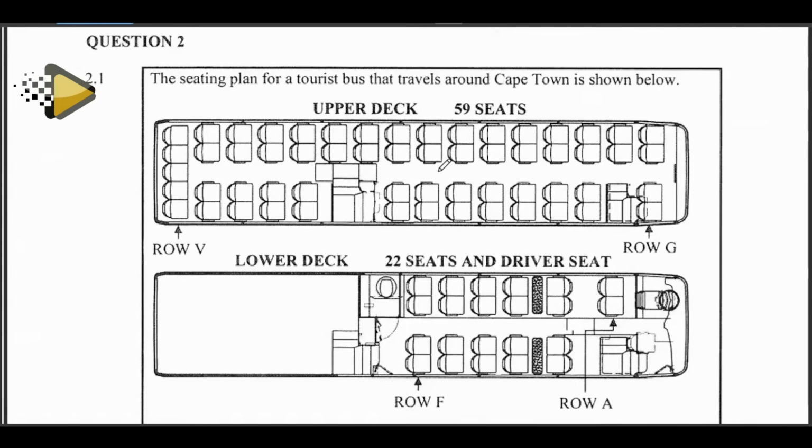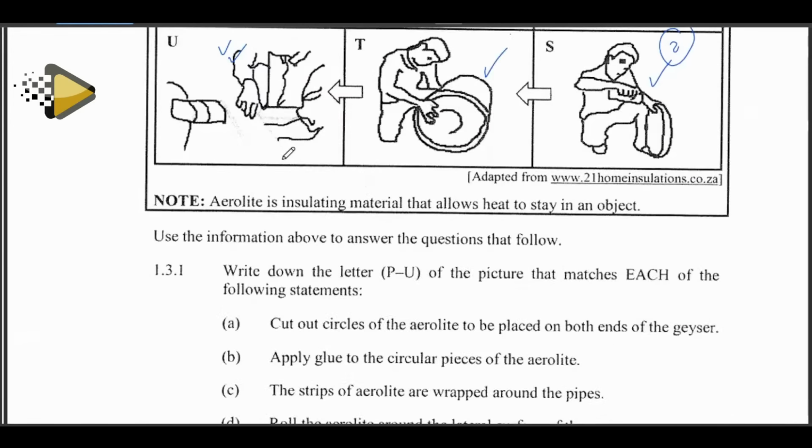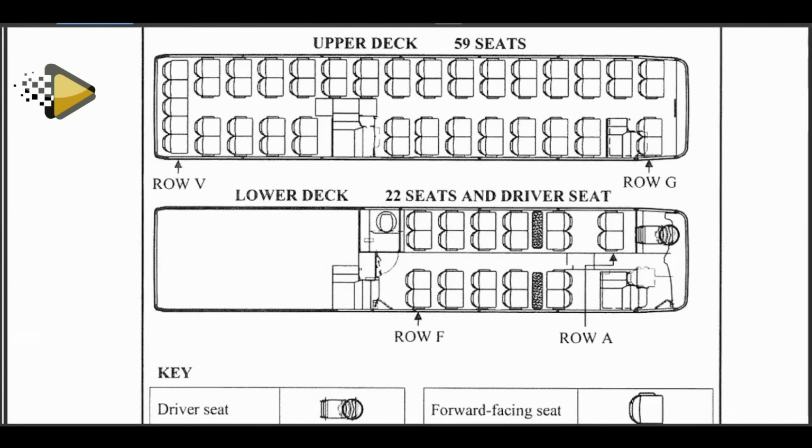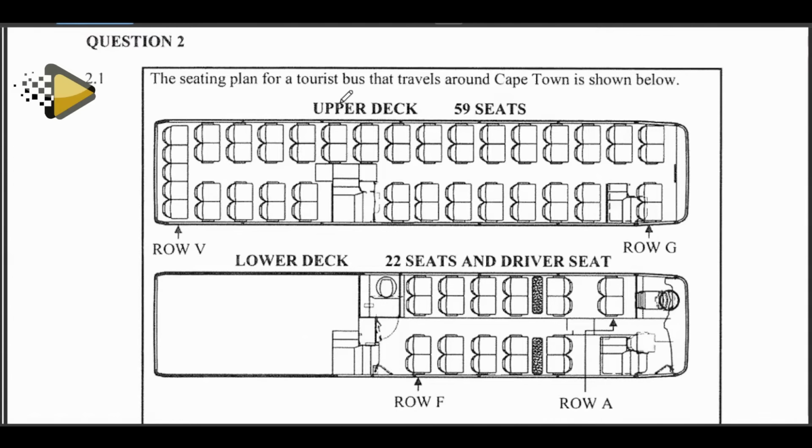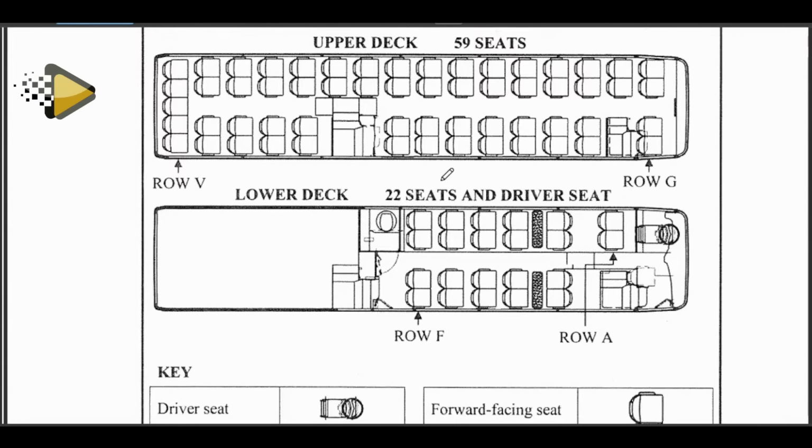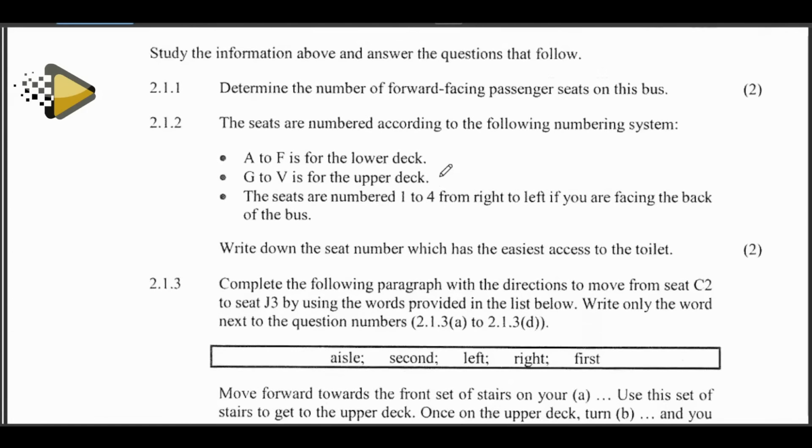Let's look at question number 2. In question number 2, we have something to do with the bus. The seating plan for a tourist bus that travels around Cape Town is shown below. It has an upper deck with 59 seats and lower deck with 22 seats and the driver's seat. So all in all, we have around 81 seats. They're asking us to determine the number of forward-facing seats on this bus.